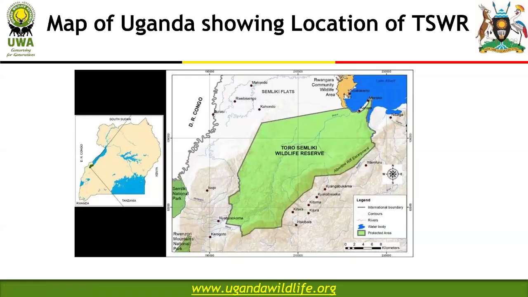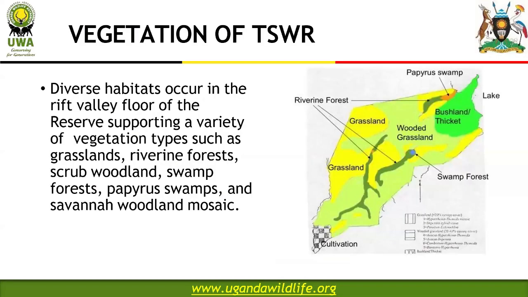This is its location. It is located in the extreme south, in the western Uganda, in the vicinity of Congo. This is how it looks like. It goes up to Lake Albert, and that is the location of the Toro Wildlife Reserve. Its vegetation is actually purely a savanna with riverine forests, this one that you see around, and the swampy vegetation, papyrus, and woodland. But basically, it is a savanna ecosystem protected area.